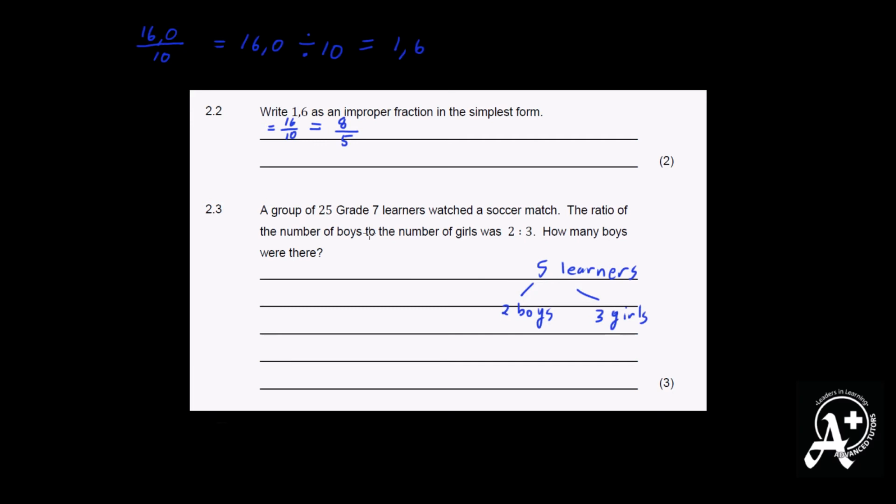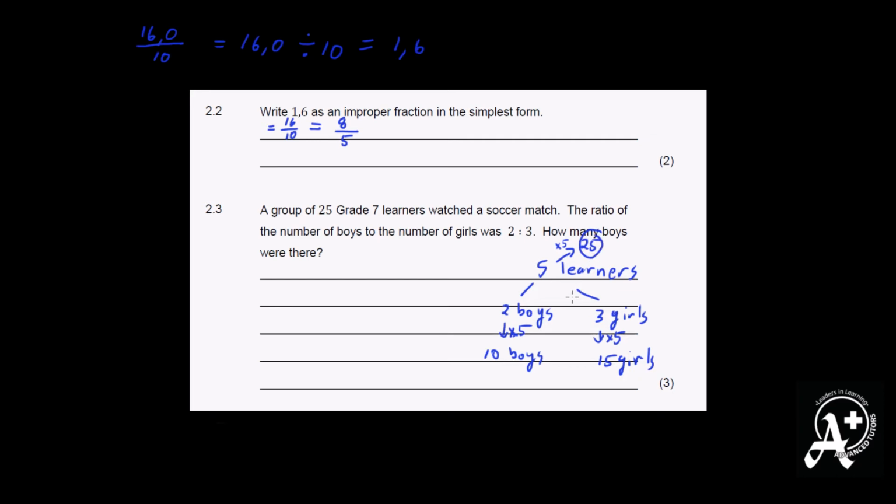Alright, so when we are looking at the entire class, we want to take this sample of 5 learners and apply it to the entire class, which is 25. So how do we take 5 and make it 25? We have to multiply it by 5, which would give us 25, which is the entire class. Likewise, we have to multiply our ratios by 5. So if we multiply this by 5 and that by 5, we would see that 2 times 5 gives me 10 boys, and 3 times 5 gives me 15 girls.